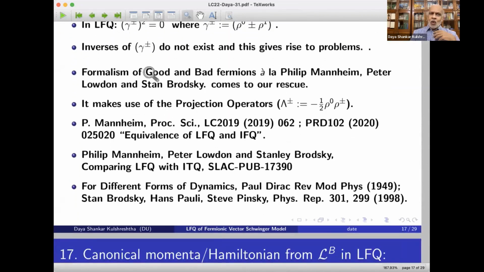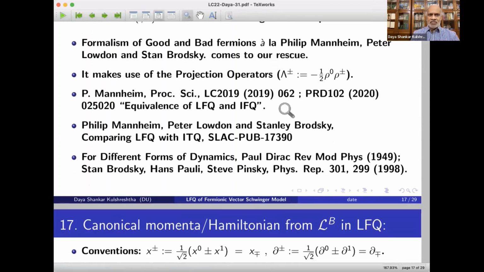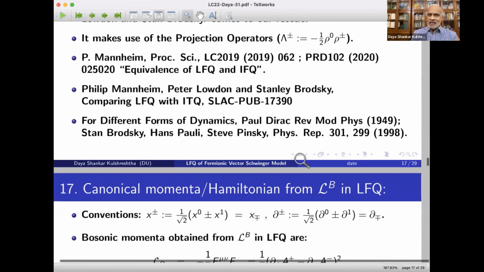And now I go to this formalism of so-called good and bad fermions due to my great friends Philip Mannheim, Peter Loden, and Stan Brodsky. This formalism makes use of the so-called projection operators. In my calculations, I make use of this lambda plus minus, defined by minus 1/2 rho 0 times rho plus minus. And these are the very famous papers of Mannheim on these things, in PRD, and this select publication, and then this Physical Review.